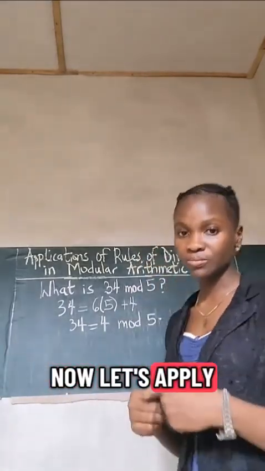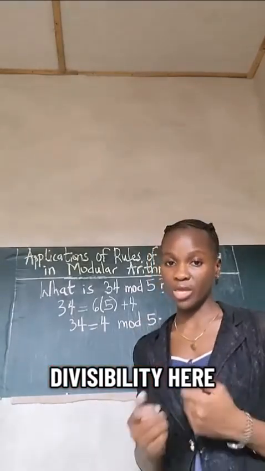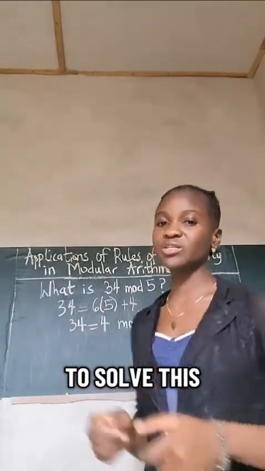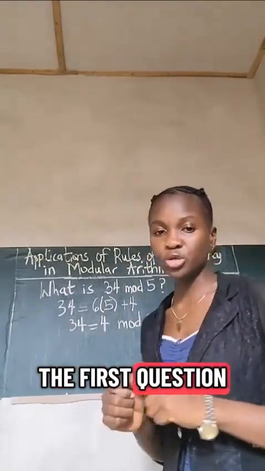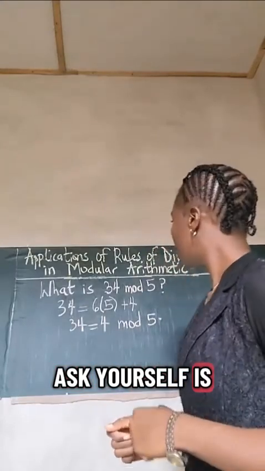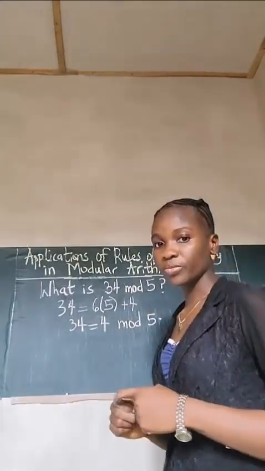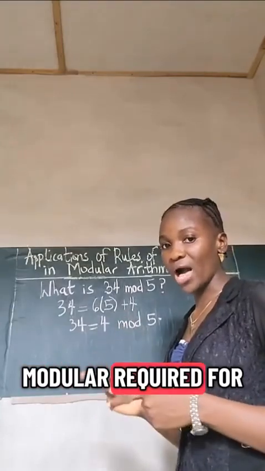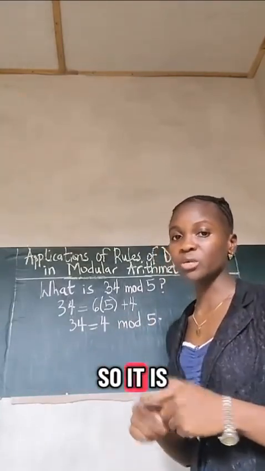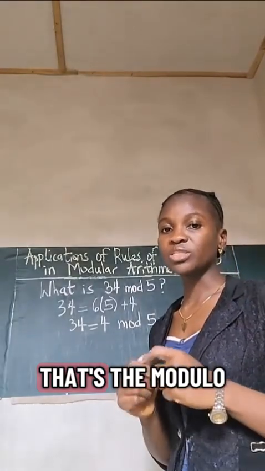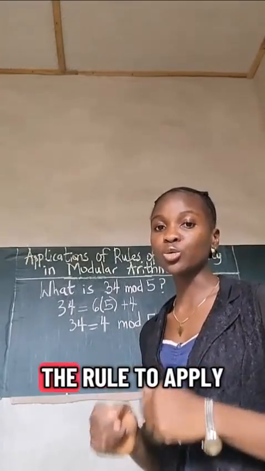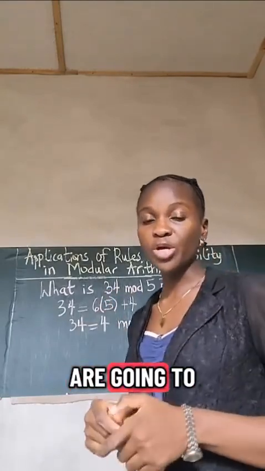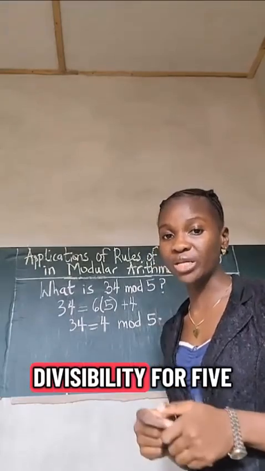So that is how we solve the questions ideally. Now let's apply the rule of divisibility here. If we want to use rules of divisibility to solve this type of question, the first question you have to ask yourself is, what modulo is this question being asked? The modulo will be the one to determine the rule to apply. So now this question is in modulo 5, therefore we are going to use the rule of divisibility for 5.